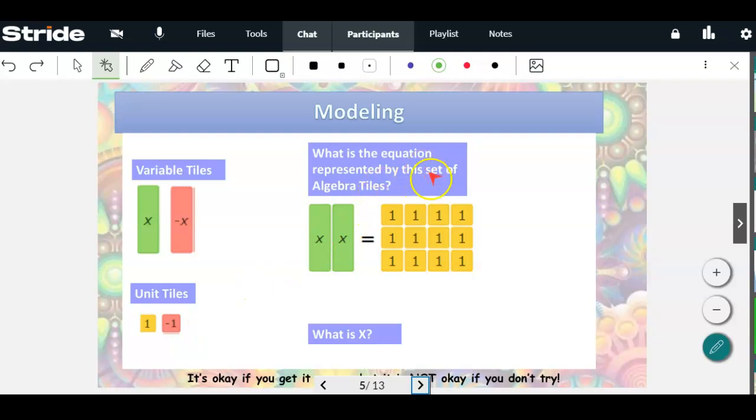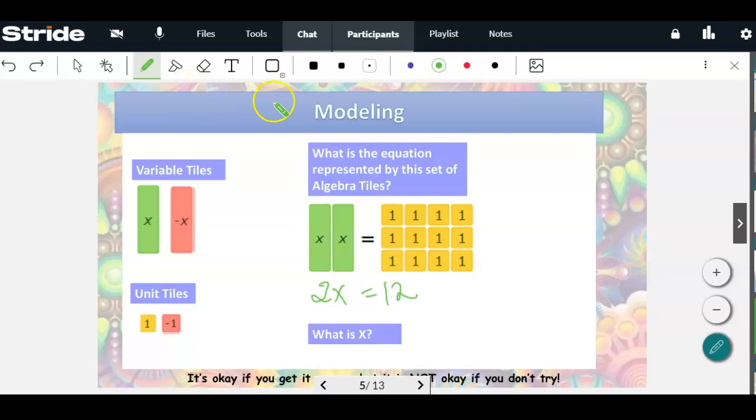So on this one, we're going to say, what is the equation represented by this set of models or algebra tiles? So there's two positives. We're going to write that as 2x. So 2x equals, and then we have 1, 2, 3, 4, there's 8, 12. So that's 12 positives. So 2x is equal to 12 is the equation.